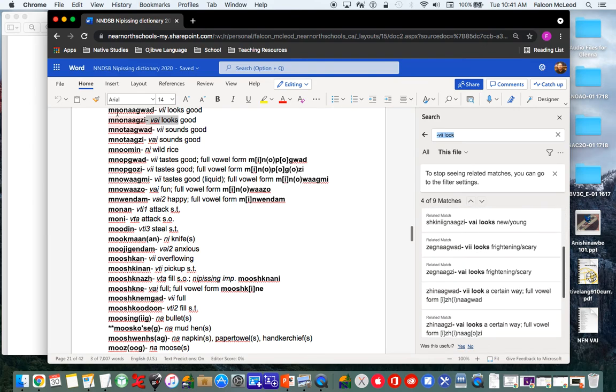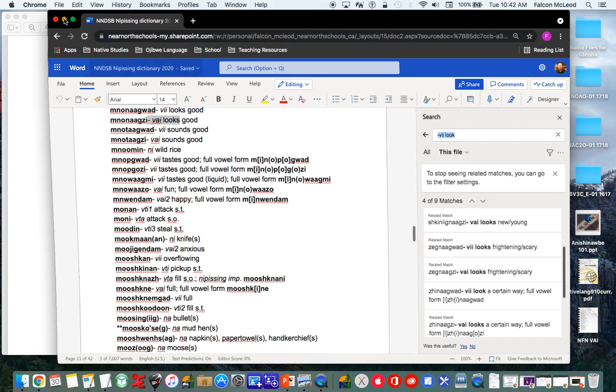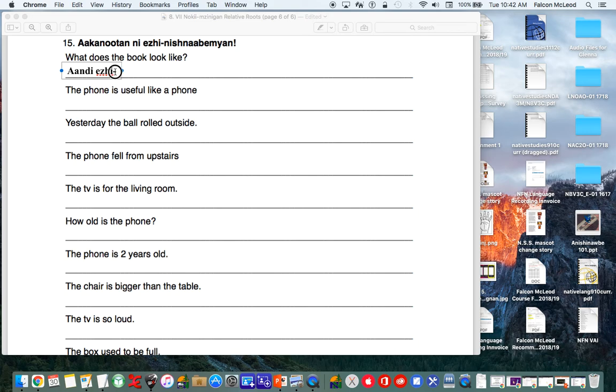Because I forgot to include that one, I'll make sure to include both these verbs in the dictionary before you guys get to work on this. So the actual verb for how something looks is, just give me a sec here.